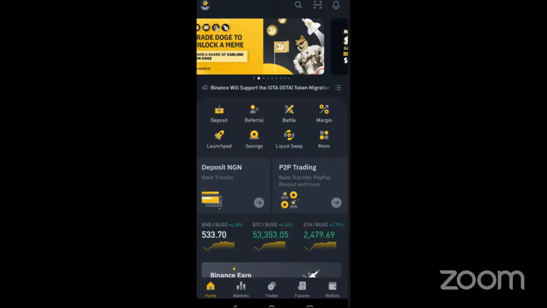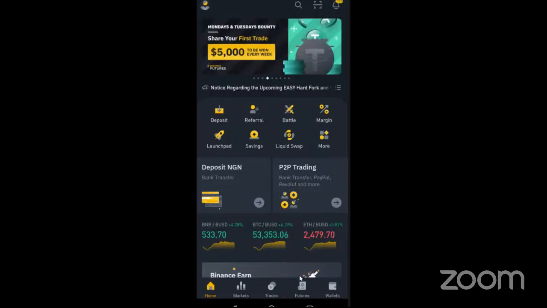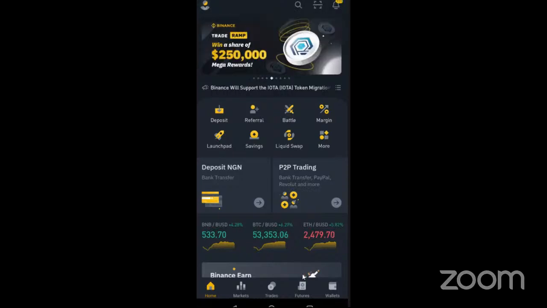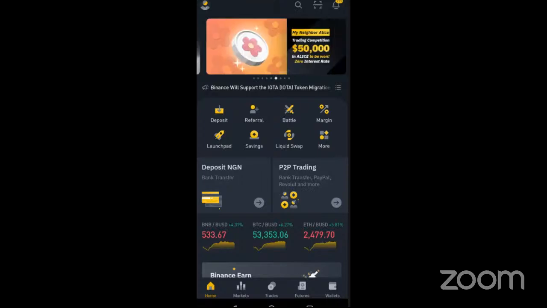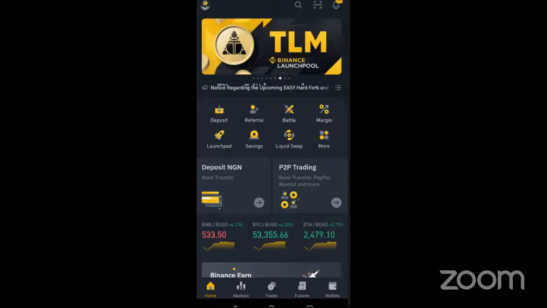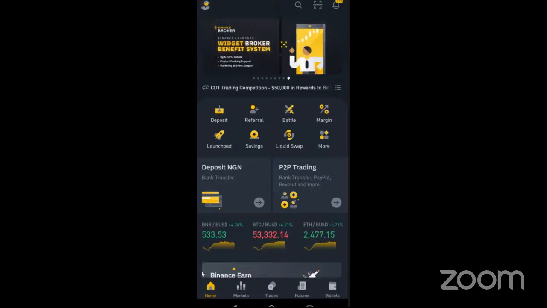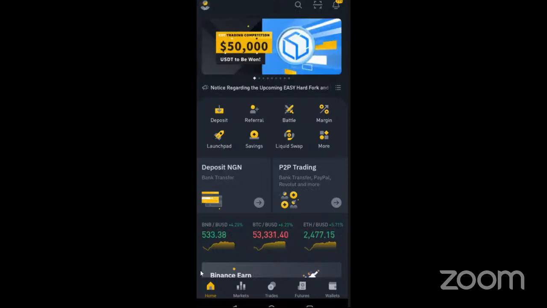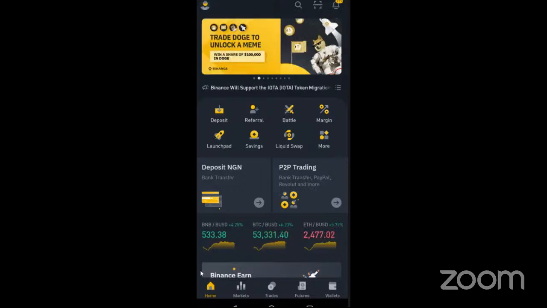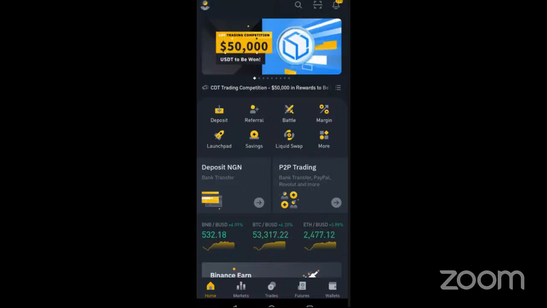Now the first thing is this: if we want to start trading futures, we'll be clicking on futures trading. But right now, what I want us to see is how we can move some of our US dollar and use it to just buy some coins and keep them pending the time. And then when it is time for us to sell it, we sell it. So what we are going to do is to simply click on this trade right there.